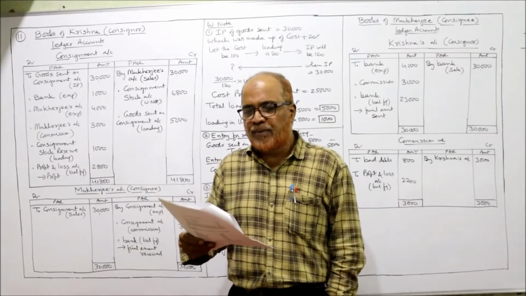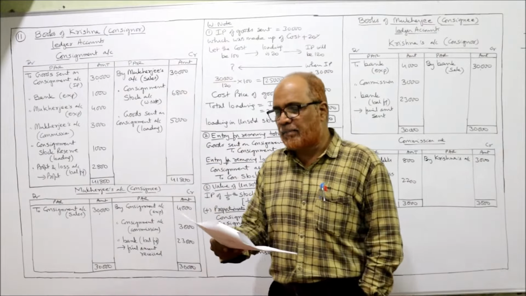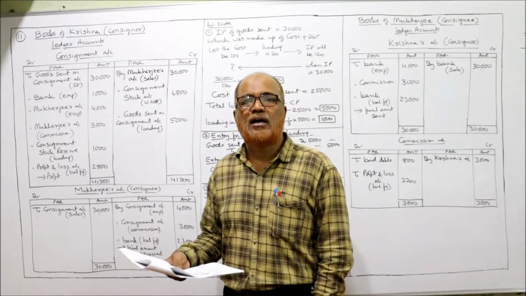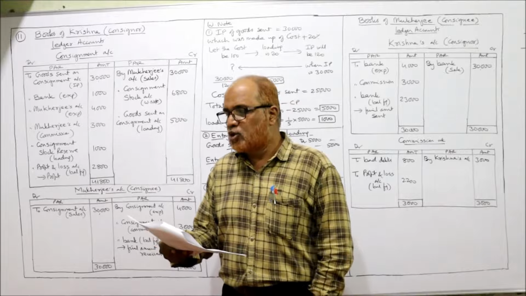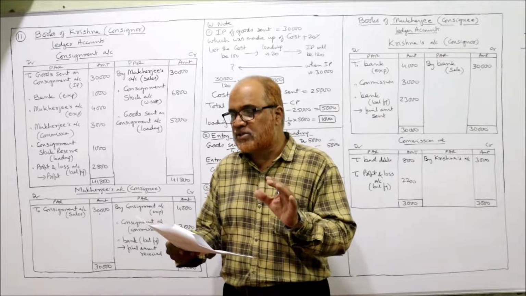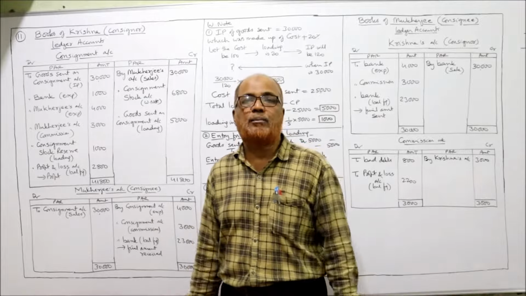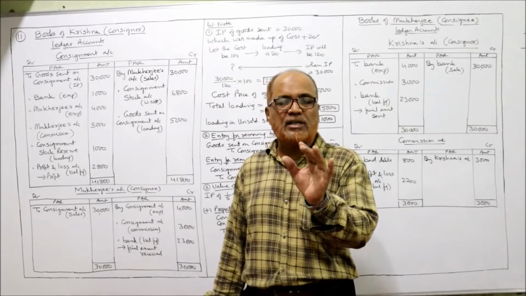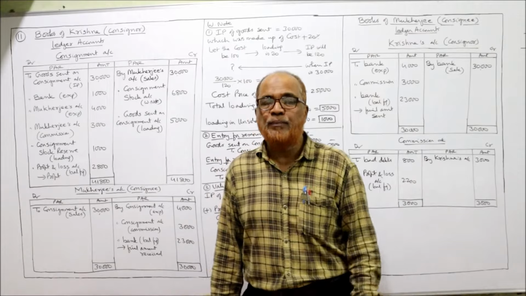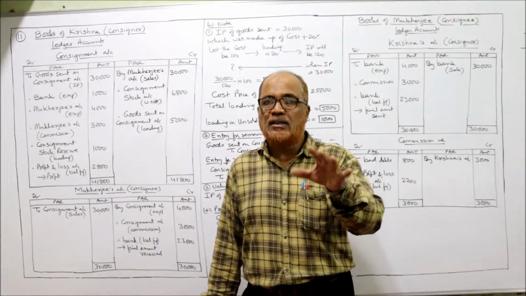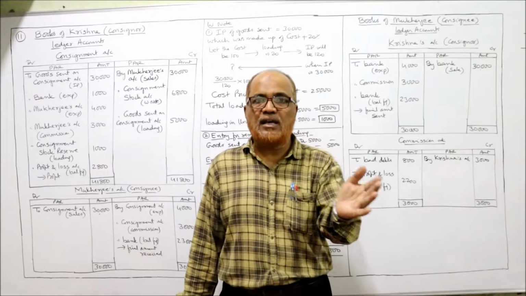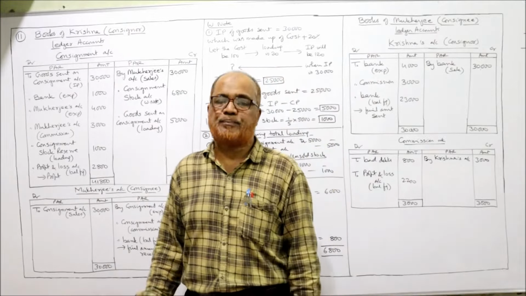11th problem I'm reading out. Krishna of Madras sent some piece goods to Mukherjee of Calcutta. So Krishna is the consignor and Mukherjee is the consignee. To be sold on behalf of Krishna, Mukherjee getting a commission of 10% on sales, including del credere commission. So the commission is 10% on sales, but this 10% includes del credere commission, meaning if bad debt arises, then the loss on account of bad debts will be borne by the consignee because the consignor is giving del credere commission.